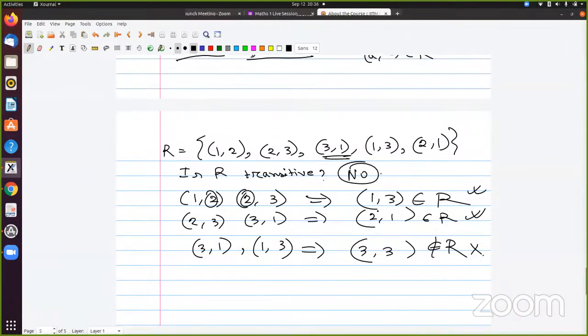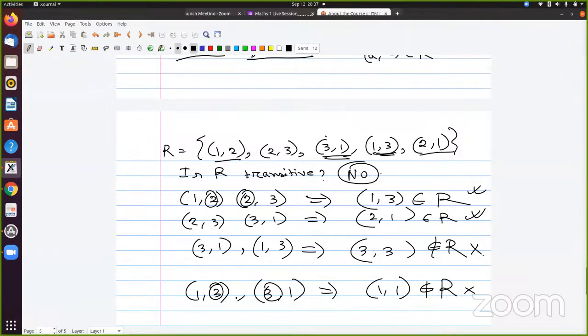Yeah, right. Again, for the next one, 1 comma 3 is there, and 3 comma 1 is there. So this is common. Now 1 comma 1 is also not there, right? So there are all such elements. Again, 2 comma 2 is also needed, I think.